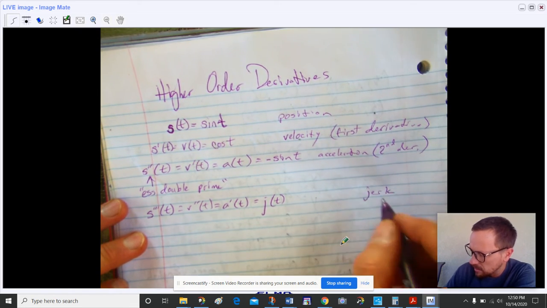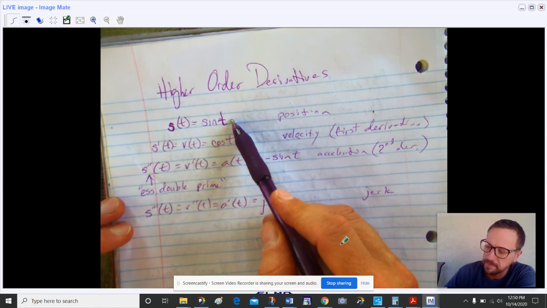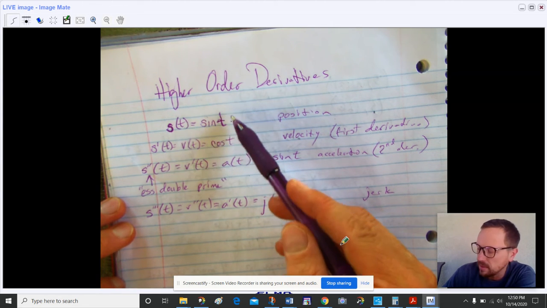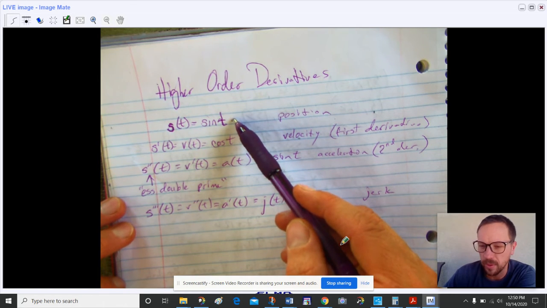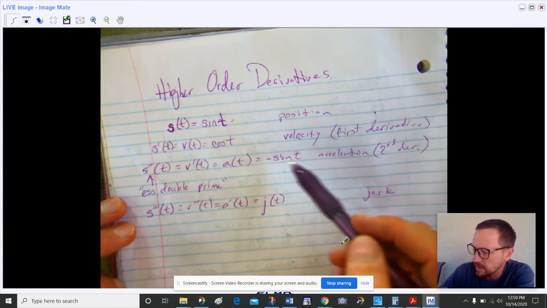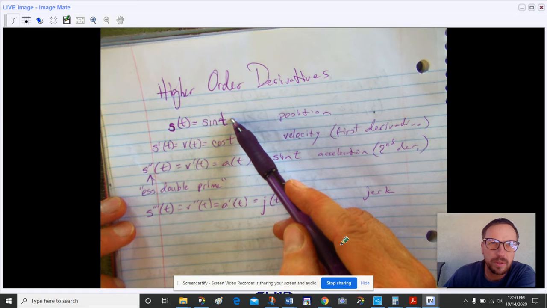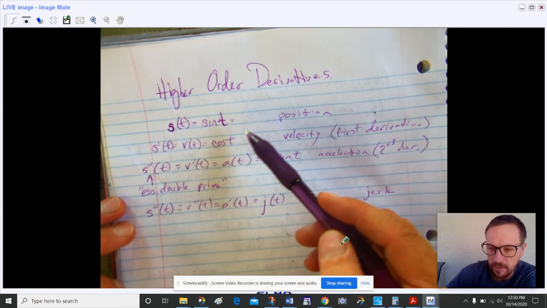So imagine you're in a car. Let's say in an airplane. This is where you are, your location. This is how fast you're moving in the airplane. This is how fast you're accelerating. You observe this by just looking, and this you can observe by feeling the motion.